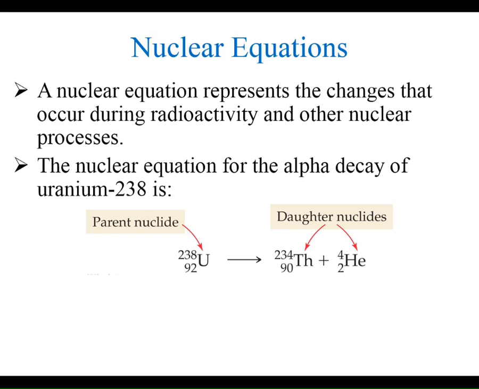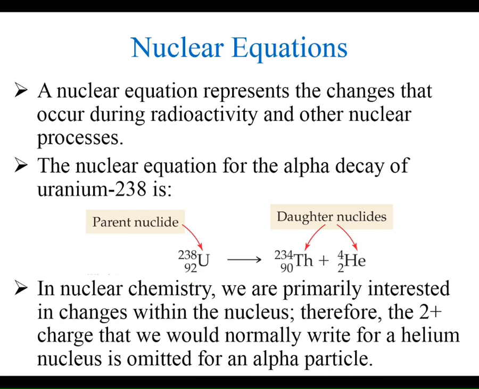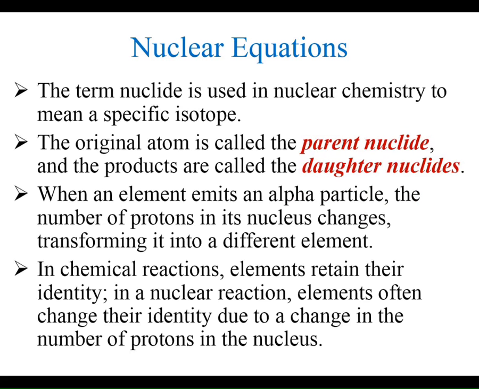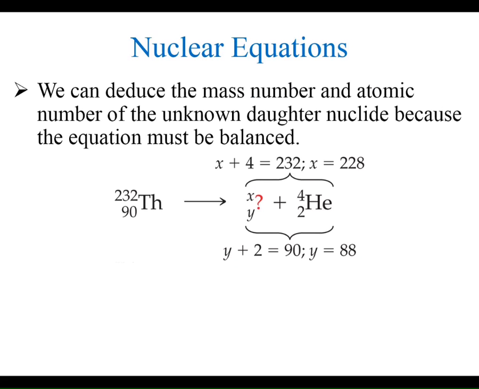So yes, very important. 92 here, 90 and 2, 92 here. 238 here, 234 plus 4, 238 here. Yes, good job. So it's always true in any kind of nuclear equation. Okay, I told you all that, and I showed you all that. So now that we know that, let's just try one.